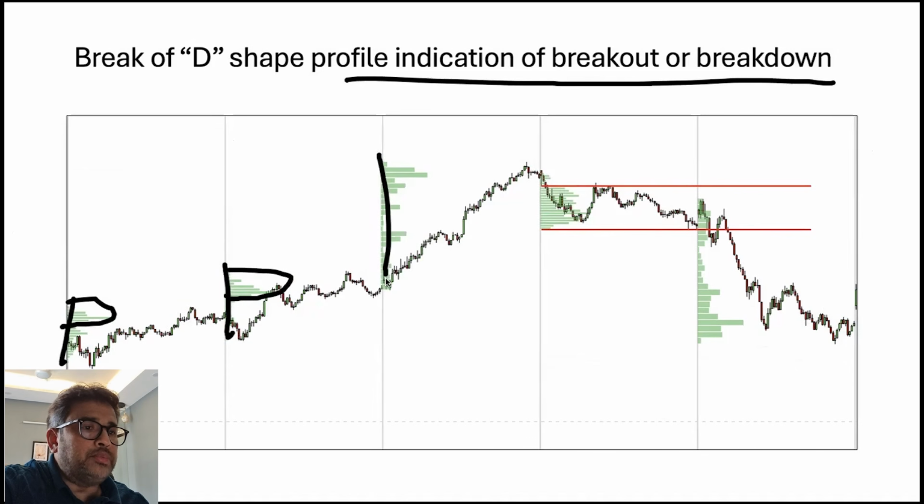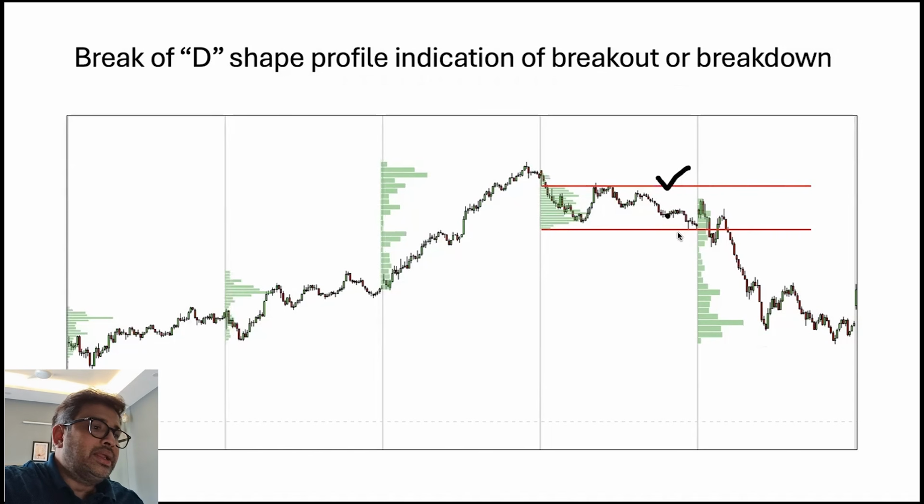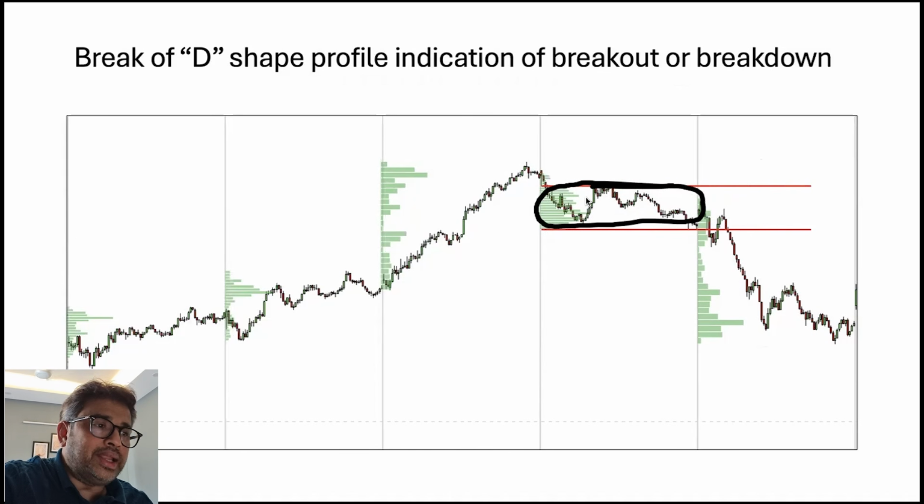Here also you can see that it's a P profile. Then there is a D-shaped volume profile. D-shaped volume profile means you can go and mark a level, and most of the time, if that D-shaped profile gets broken, then there is a chance of breakdown. If it breaks on the upside, the chance of breakout is higher. And what is the logic I said? Logic means on this day, big players are silently taking the short position to take the market down. That is why it was making a D-shaped volume profile.